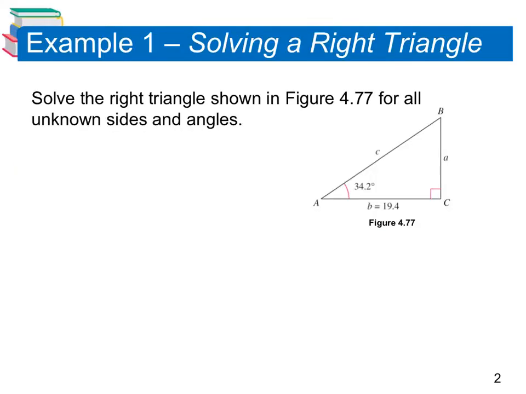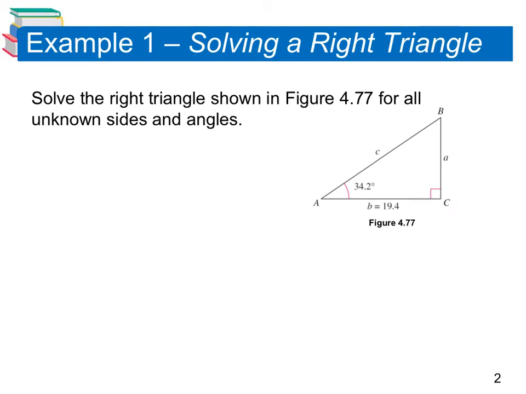Lots of problems go with a right triangle. It can be a ladder leaning up against a building. It can be the angle that you're seeing something tall. It could be a shadow problem. Lots of problems. So let's just go over how to solve for all sides and angles.